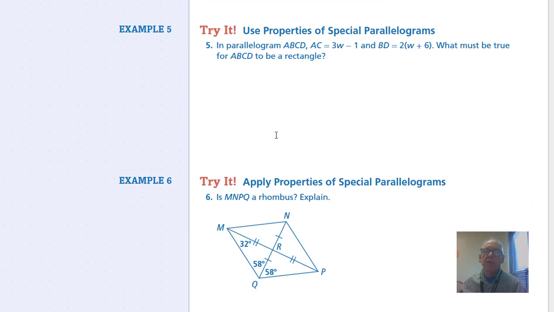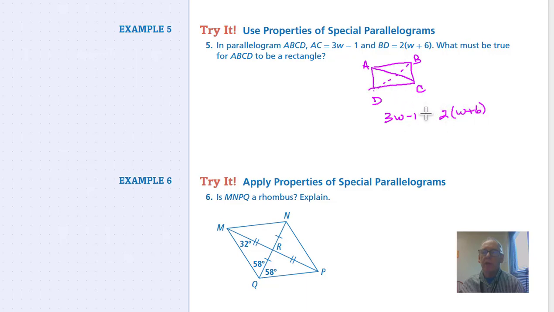So number 5. In parallelogram ABCD, what must be true for it to be a rectangle? So let's look and see. We want to sketch ABCD. AC is 3w minus 1, and BD is 2 times w plus 6.